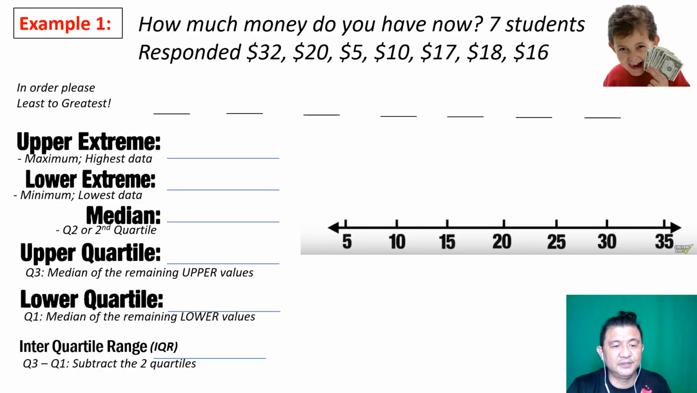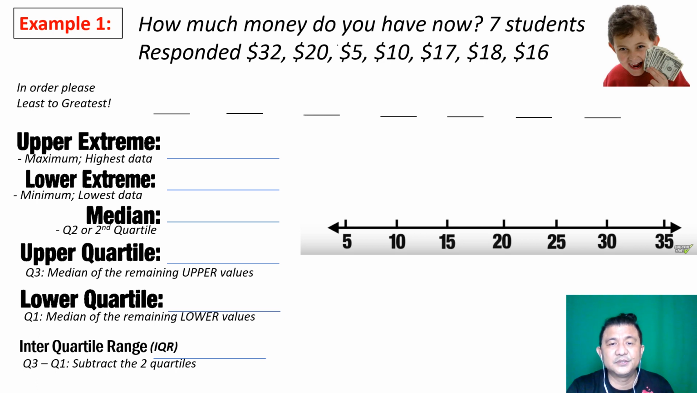Let's read the problem. The problem reads as, how much money do you have now? That was the question. And then 7 students responded: 32, I have 20, I have 5, I have 10, I have 17, I have 18, I have $16. So these are random numbers. We'll have to organize them. And the first step is to order them from least to greatest. All right, simply ordering them from least to greatest.